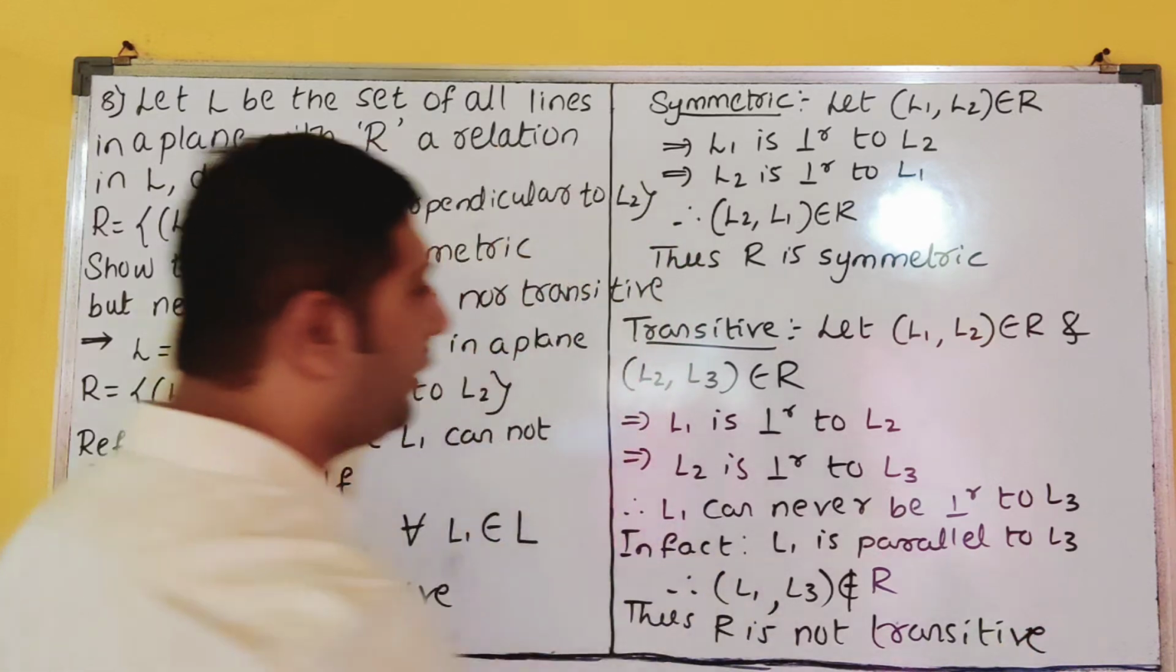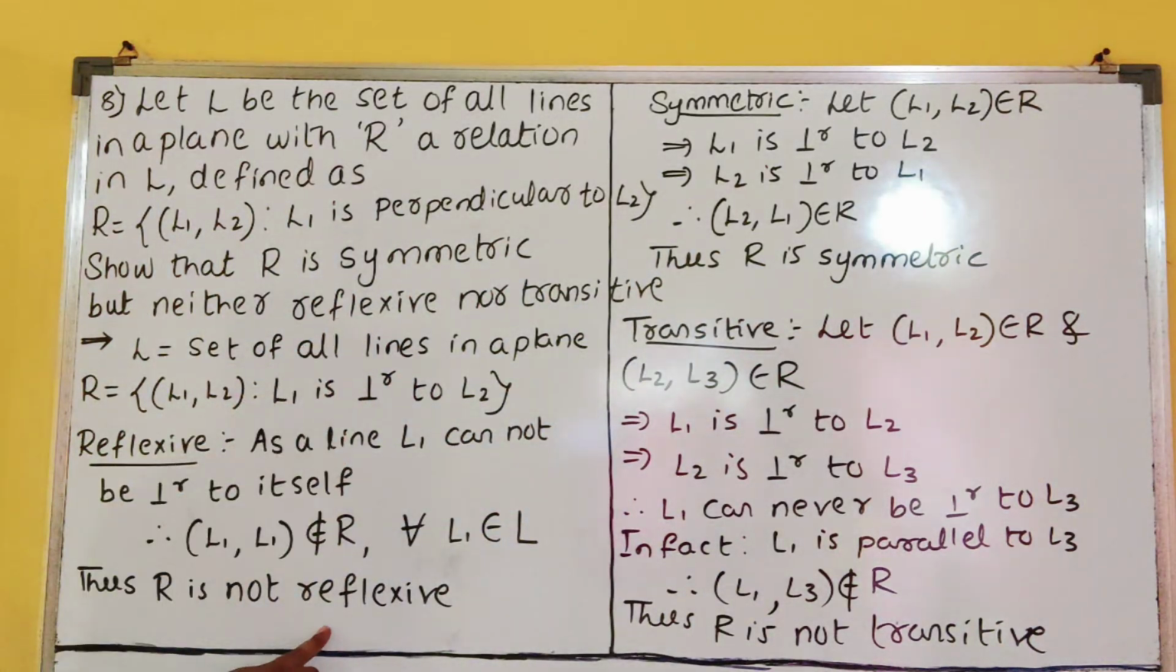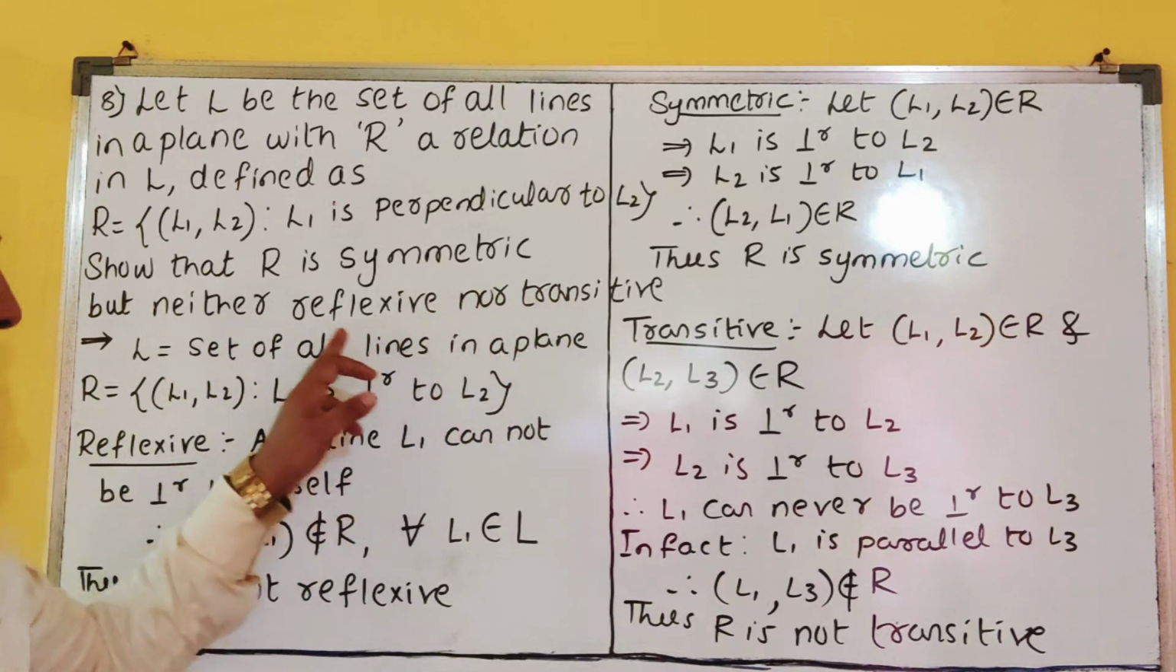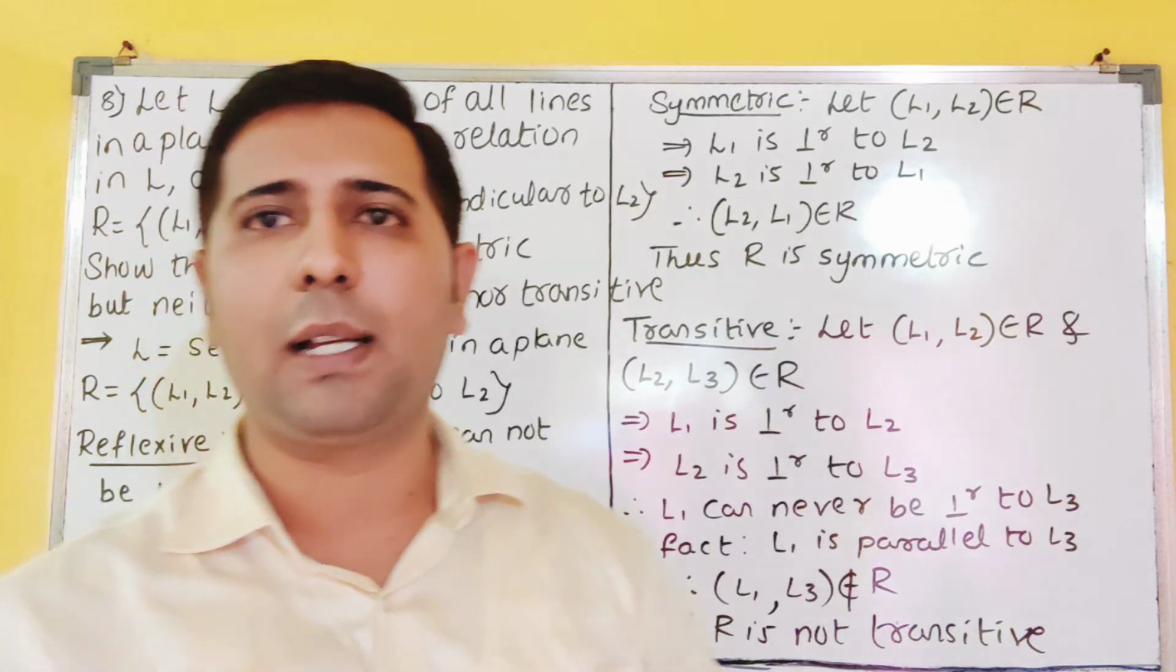So they were told to show this only, no? R is symmetric, we have shown. It is not reflexive, neither reflexive nor transitive. Means not reflexive and not transitive. Shown or not? So this carries 3 marks, dear students.